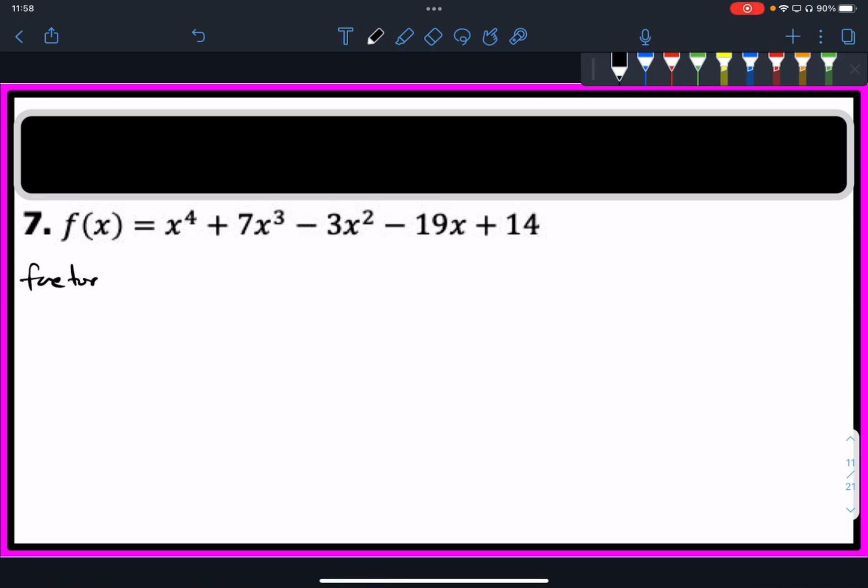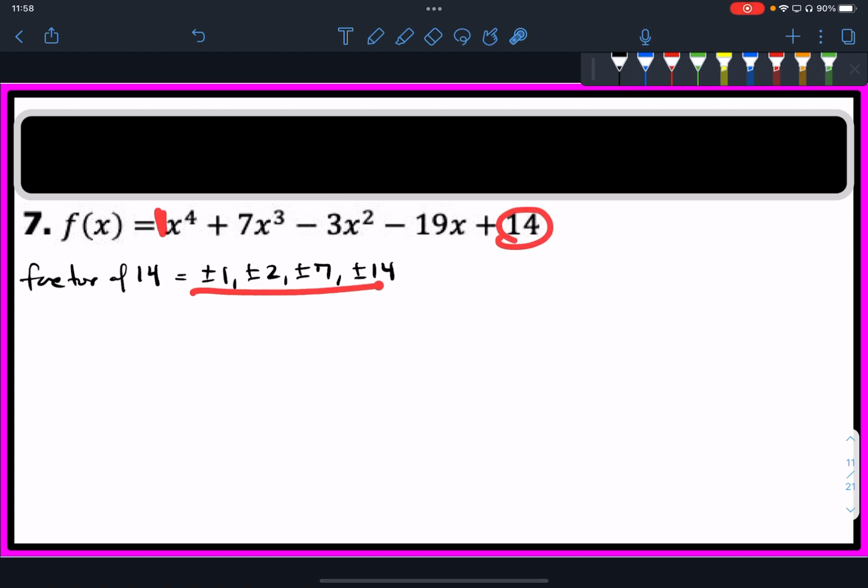of 14, which are going to be 1, 2, 7, and 14. And since the factors of 14 are going to be divided by 1, this list here is also going to be the list of possible rational zeros. So let's try a number from here. Let's try again 1.